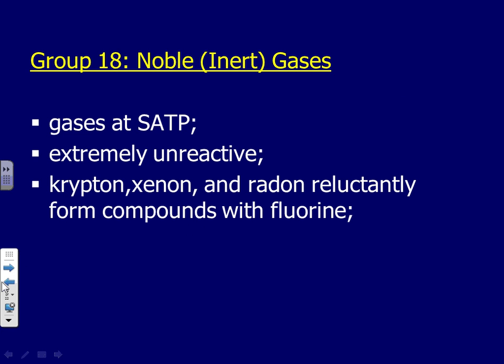Okay. Noble gases, they're on group 18, and they're non-reactive. If you recall, they've got that full outer shell. That's why they don't react. Krypton, xenon, and radon, they can be forced to react. We just stated that fluorine was very reactive. If you put fluorine under extreme pressures with these gases, you can get them to make a very unstable compound.